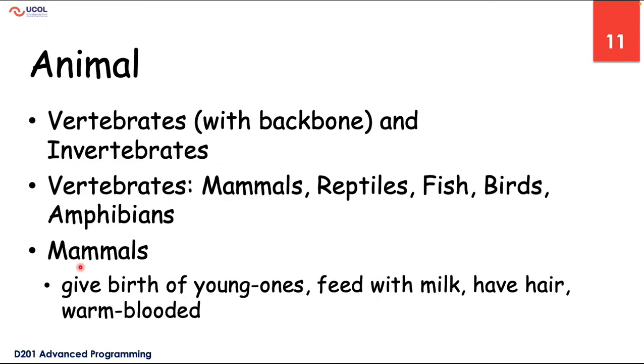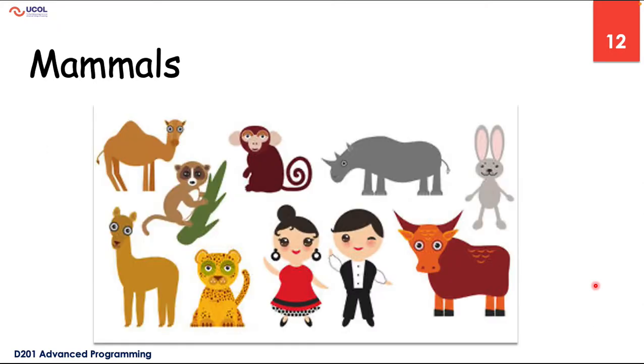So consider we have the vertebrates, which have the backbone, and invertebrates which don't have the backbone. Under vertebrates we have the mammals, reptiles, fish, birds and amphibians. And in the mammals we have certain properties: they give birth to the young ones, feed with milk, have hair, and they are warm-blooded animals. Some animals are cold-blooded animals. I'm not going into that detail of what that means. You can go and search on the internet or Google, ask the Google Baba what it means. So these are some mammals that are present in our world.